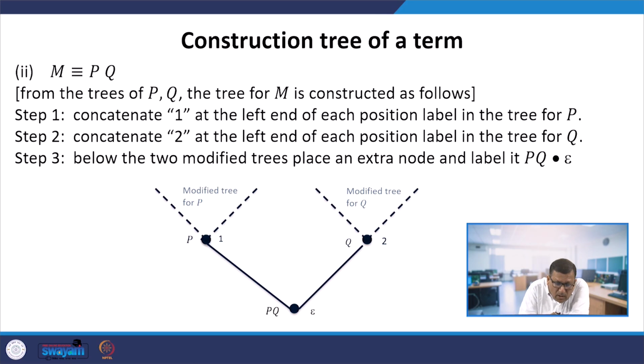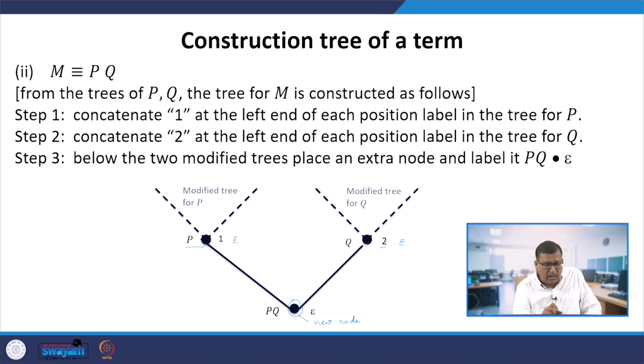So suppose we have the tree for P. Suppose P is just a single node, then this will be epsilon, and Q is also, suppose, a single node. So this is the case we are getting from case 1. Then the new tree will be: this is the new node that we have placed below these two trees. We add these two links and we write PQ, and the position label is epsilon.